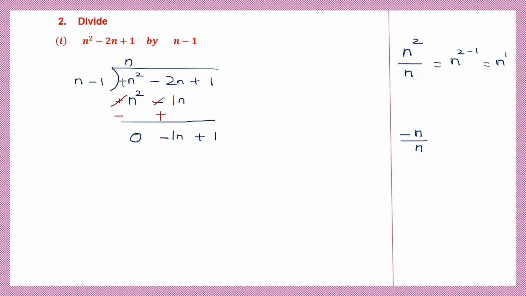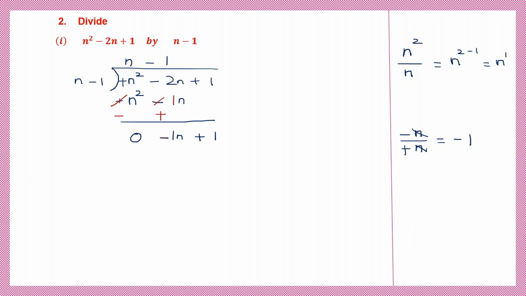So what do we get? The signs are different. Let me put a plus sign. So minus into plus is minus, and n will get cancelled. So it is simply 1. So minus 1. So here let me write minus 1. So I've got minus 1 as my quotient now.